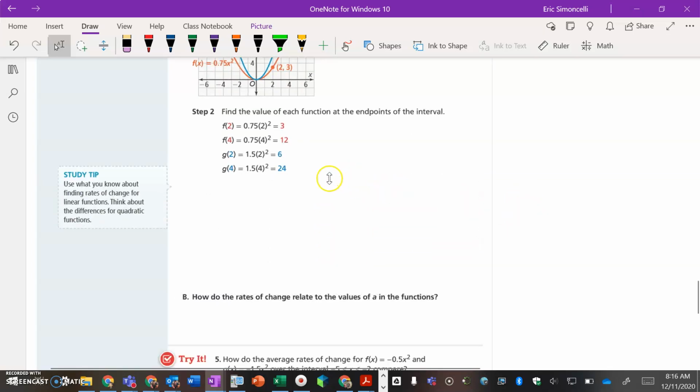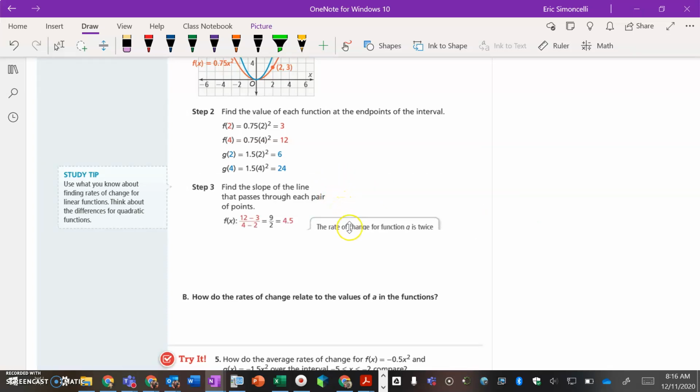So we continue. Find the slope of the line that passes through each pair of points. Doing the slope for the red curve, we do 12 minus 3, again the y's subtracted divided by the x's subtracted. We get 9/2 or 4.5. So the rate of change for that is 4.5. Well, the rate of change for the blue, same idea, 24 minus 6 divided by 4 minus 2, and you'll end up with 18/2 or 9.